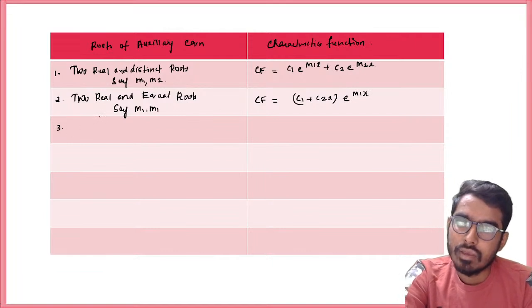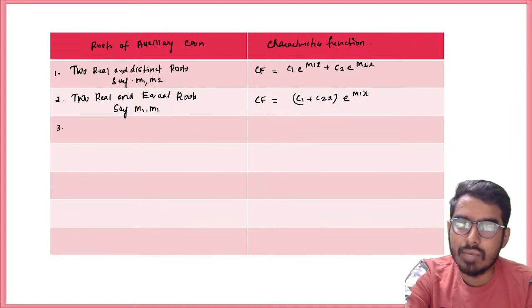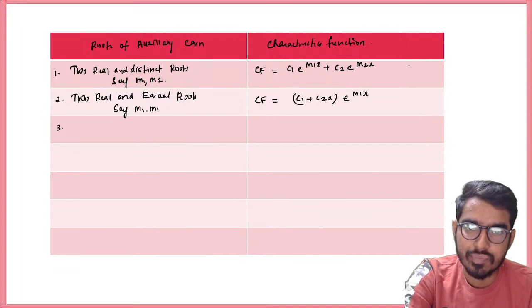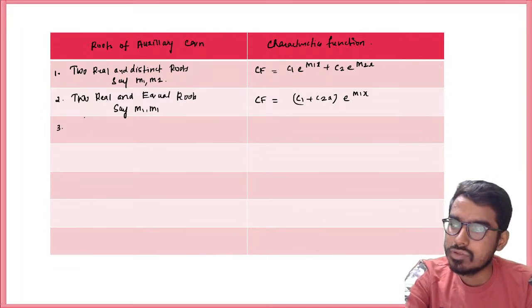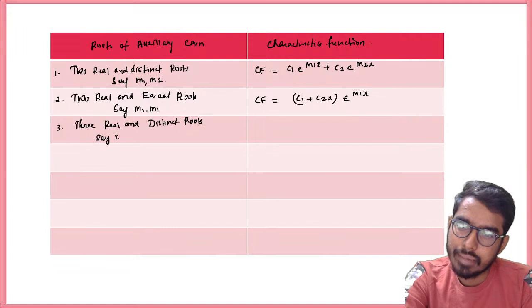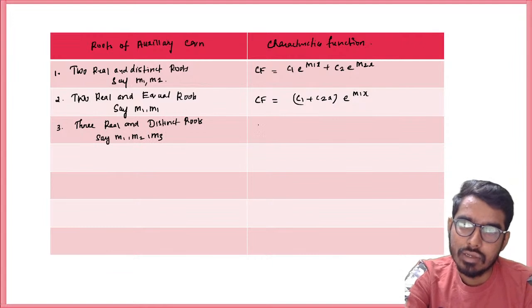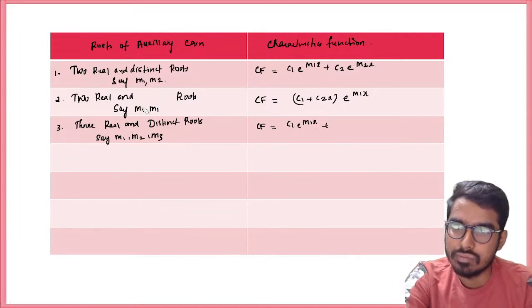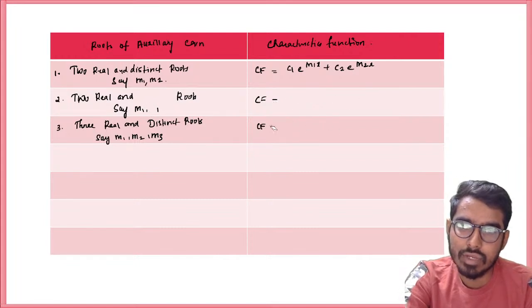This can also be extended for three roots. Suppose you have three distinct roots, m1, m2, m3. We will have c3 e power m3x as well. Let's write three real and distinct roots, m1, m2, m3. What I will do is write it down here, so that you will have more clarity when you are studying.